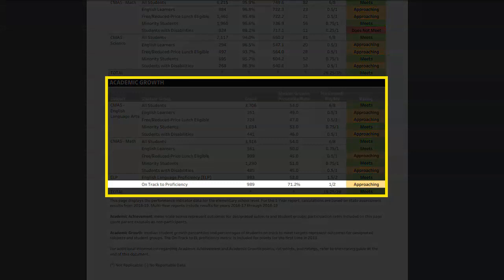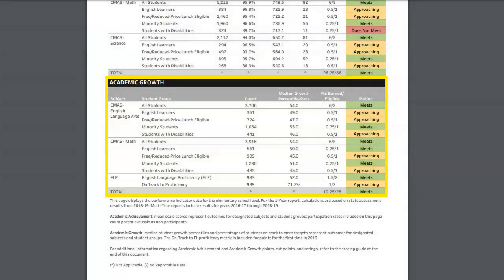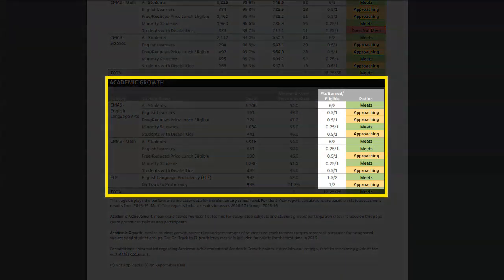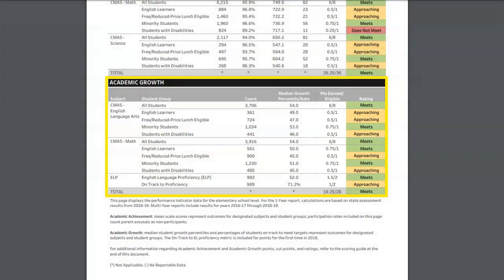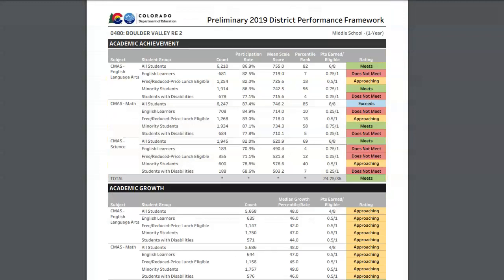Note that points for English language proficiency on track to proficiency rate, calculated for emerging bilingual students, are awarded for the first time within the 2019 report. Points earned out of points eligible and rating, as determined by plugging in the MGP to the scoring guide at the end of the document, and total points earned and rating for academic growth. Middle school results are calculated in the same way as elementary.